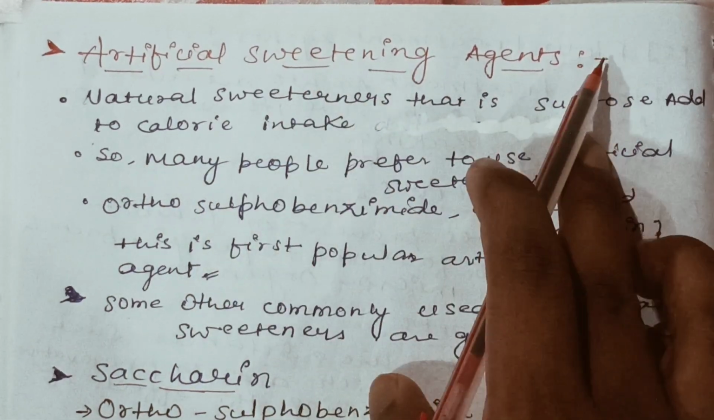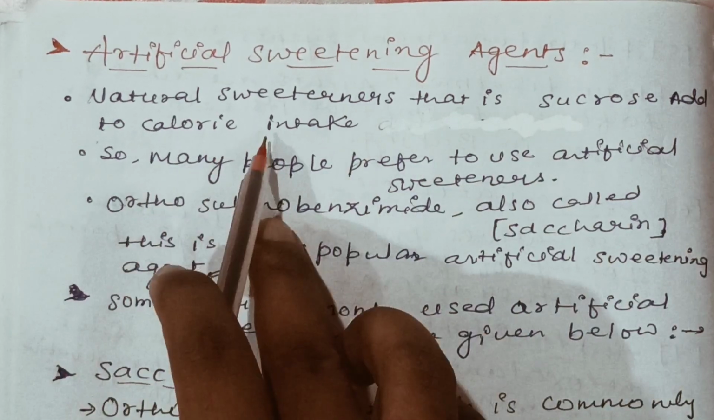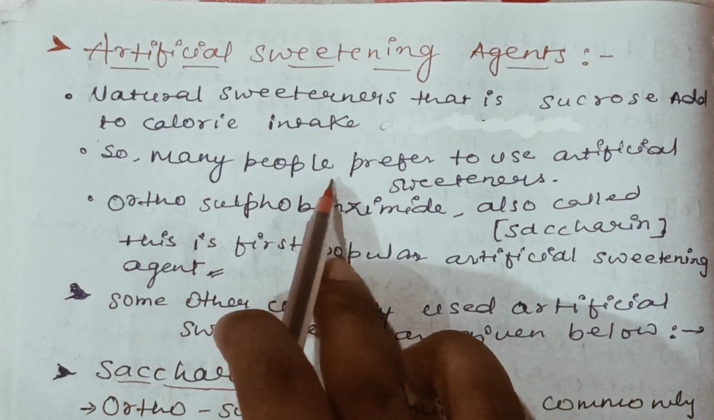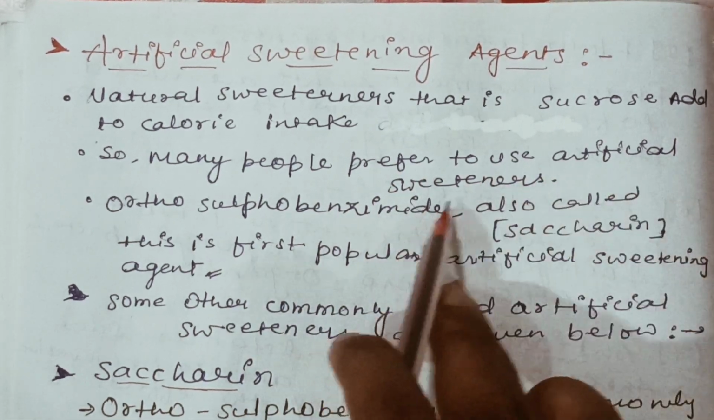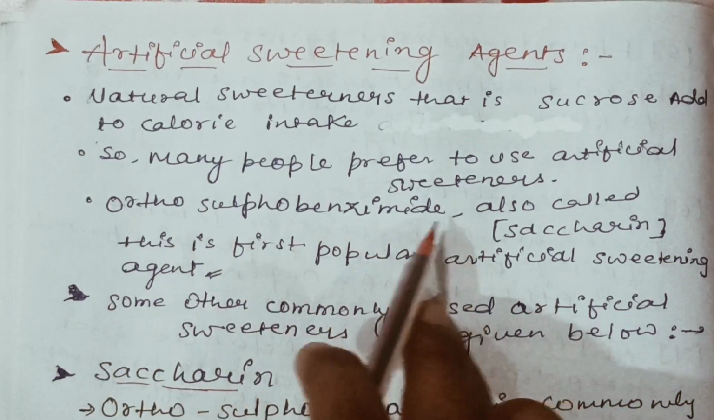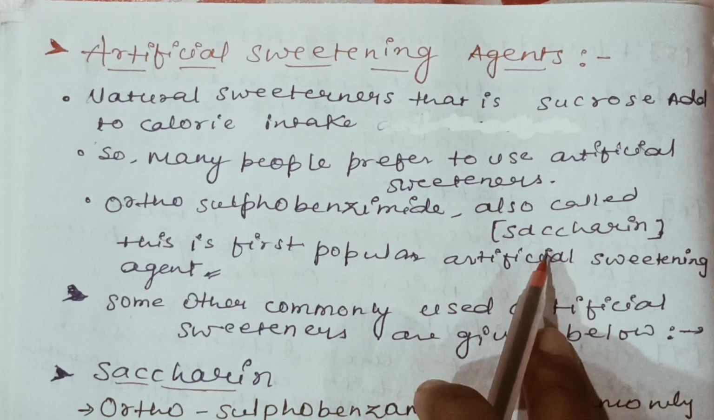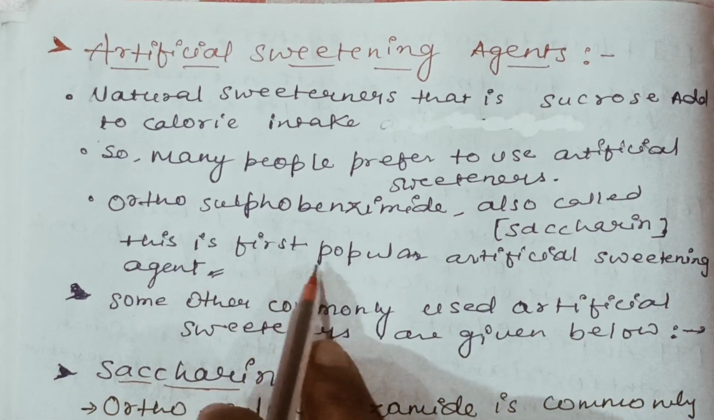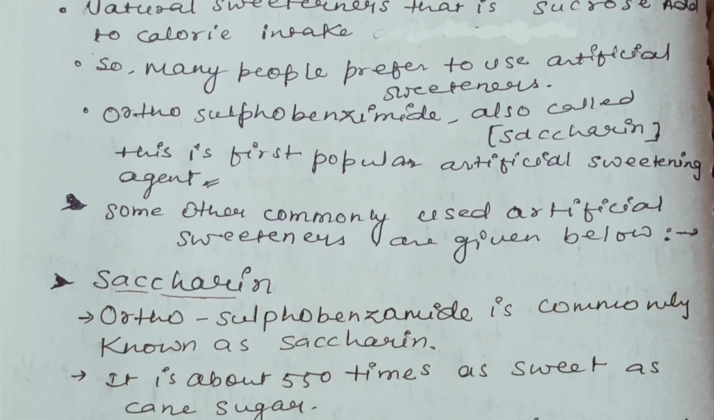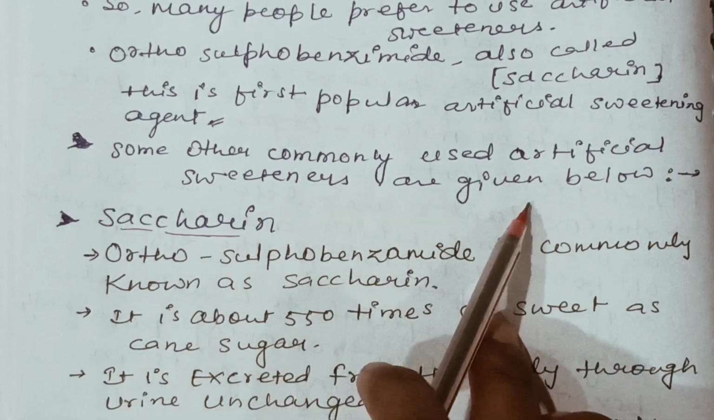Artificial sweetening agents: natural sweeteners, that is sucrose, add to the calorie intake. So many people prefer to use artificial sweeteners. Ortho-sulfobenzimide, also called saccharin, is the first popular artificial sweetening agent. Some other commonly used artificial sweeteners are given below.